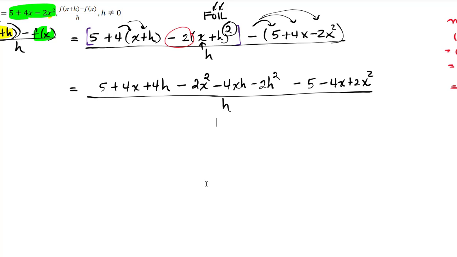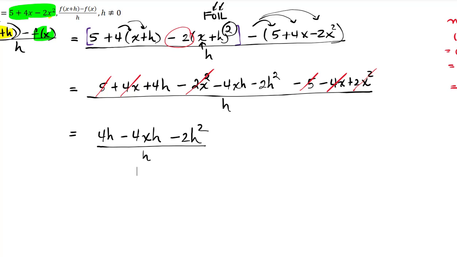Combining like terms from the numerator of this expression, notice that the negative 5 and the 5 add to 0. We have a negative 4x and a positive 4x. They add to 0. And we have a positive 2x squared and a negative 2x squared. They add to 0. So what's left is 4h minus 4xh minus 2h squared all over h.